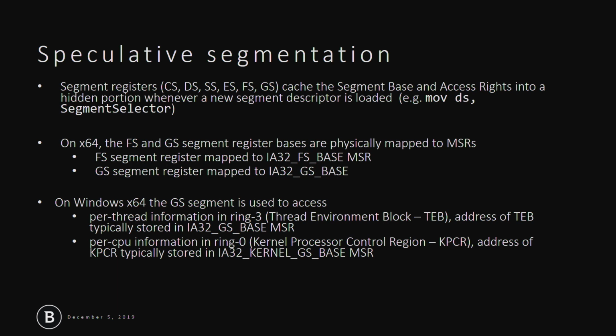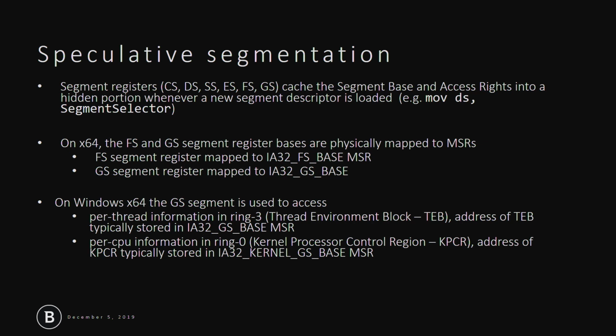To speed up the computation of the linear address, special segment registers inside the CPU cache the segment base and access rights into a hidden portion whenever a new segment descriptor is loaded. Two segments, FS and GS, have their segment register bases physically mapped to model-specific registers. The FS segment register is mapped to IA32_FS_BASE MSR, and the GS segment register base is mapped to IA32_GS_BASE MSR.